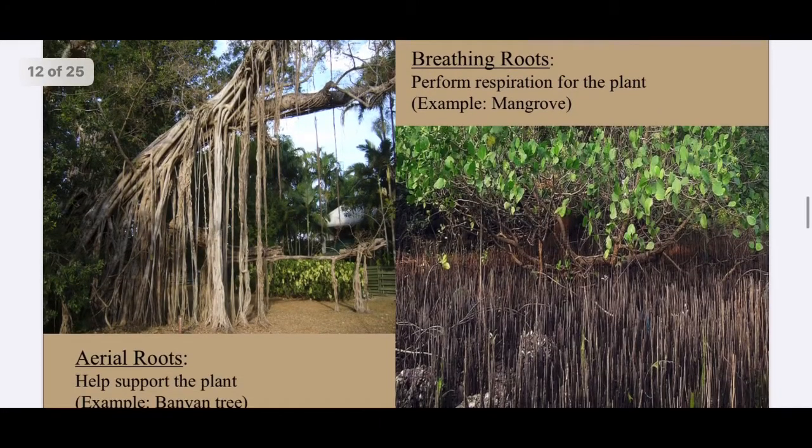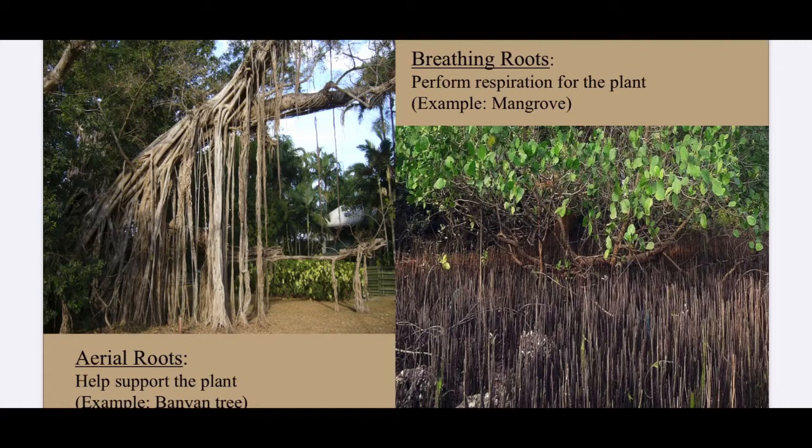In some large and heavy plants, some roots arise from the branches of the stem. These roots penetrate into the soil, and this type of root provides additional support to the plant. These roots are called aerial roots or prop roots. Aerial roots are found in banyan tree and sugarcane.